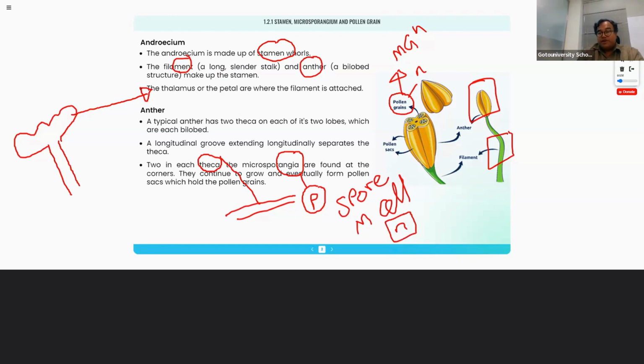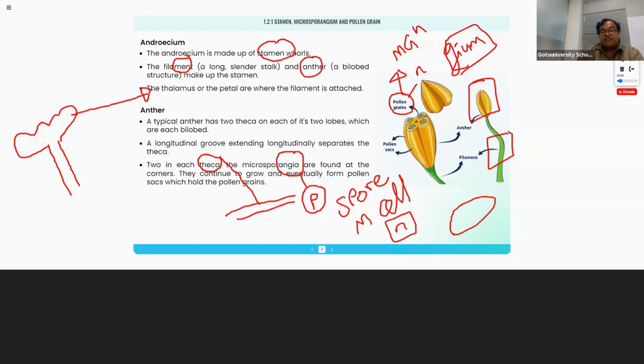Microsporangium is singular, microsporangia is plural. These microsporangia are present inside the anther. The anther has a cover, and that cover or layer is called theca. So the theca, the layer or cover of the anther, contains many microsporangia. Microsporangia are a part of the anther. This microsporangium has spore mother cells to make the spores, right?